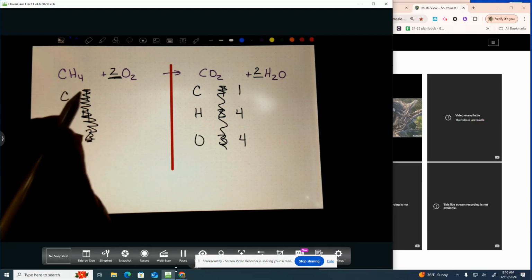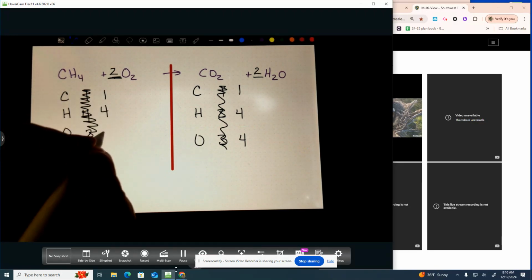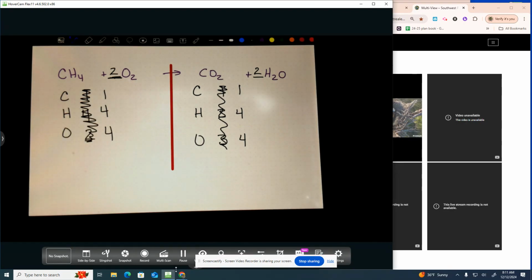Recount. Don't look at these numbers. Recount. 1 carbon, 4 H's, 4 O's. Now is it obeying the law of conservation? Yes, it is. Okay, leveling up. Good? Okay.